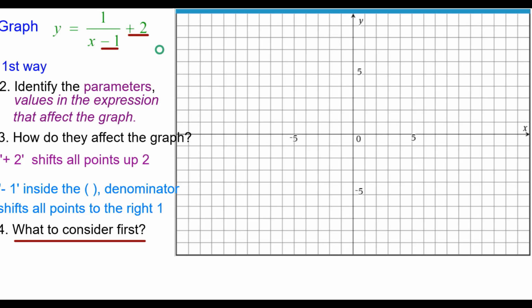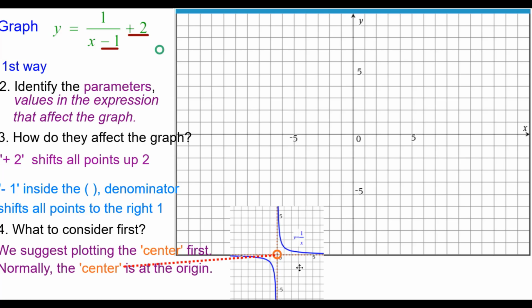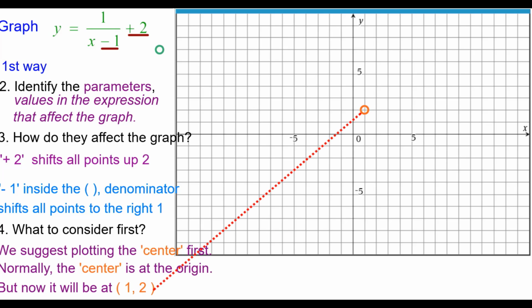So what do we consider first? Well, we suggest plotting the center of the hyperbola first, and that we call the center right here is normally the origin on y equals 1 over x. But at this time, it's going to be right 1, and then up 2. So the center of this hyperbola is going to be at the point 1, 2. We'll plot that first. And all points will be plotted relative to this new center.